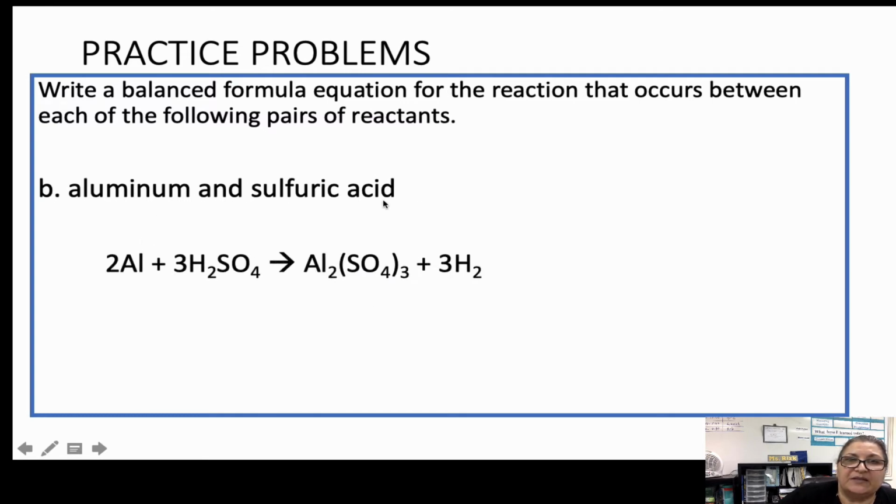Aluminum and sulfuric acid, H2SO4, that's sulfuric acid plus aluminum. Now aluminum is +3, sulfate is -2, crisscross, and then hydrogen is given off. The focus here is not really on how to do the crisscross anymore, but that the hydrogen is given off. And then we balance it. There are 2 aluminum here and 3 SO4, so we multiply this one by 3. Now 6 hydrogen, so multiply this one by 3. So 3H2.